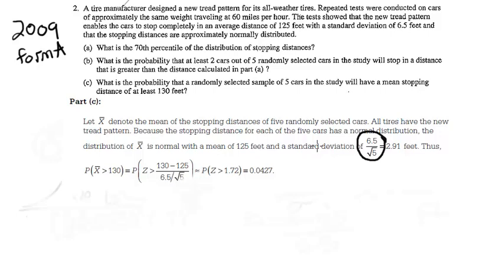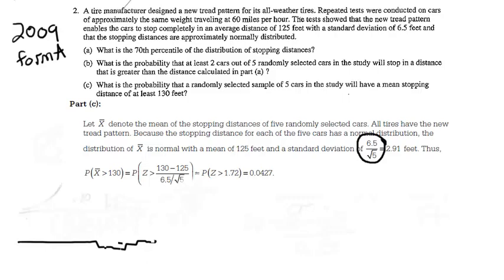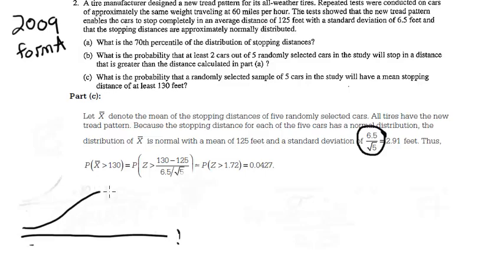And then what I don't like is that they're shortchanging some of the work here. I would have loved to see a picture here. I'd love to see a little sketch of the normal distribution, the sampling distribution in this case, with 125 in the middle, and 130 is going to be all the way out here.